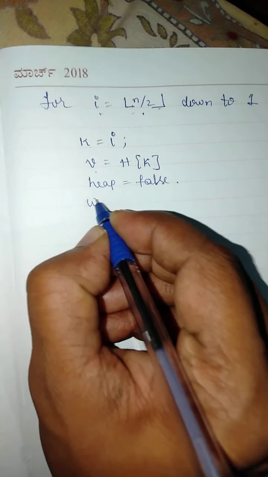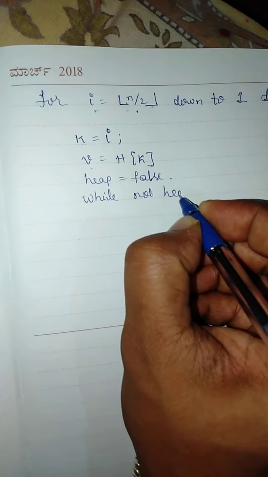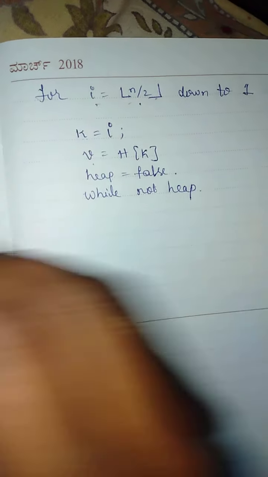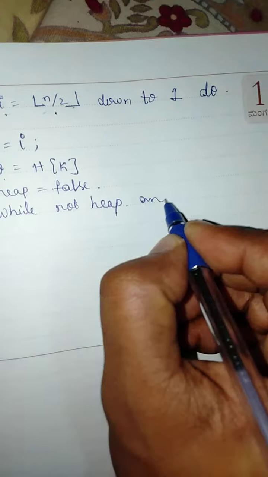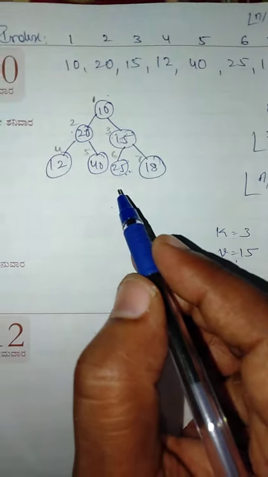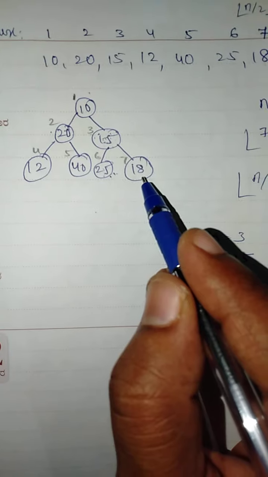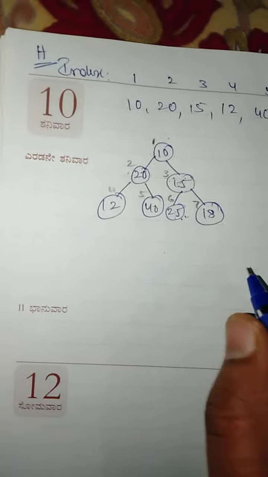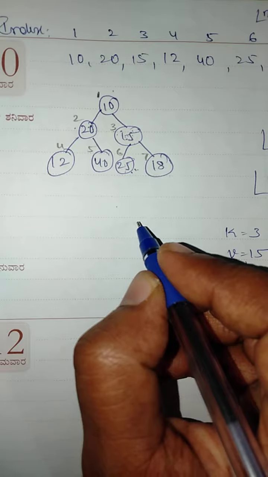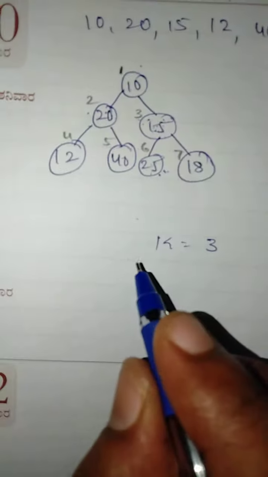What is that? While not heap, until and unless we are not finding the heap in the subsequent levels. And the thing is we should not reach the leaf nodes. Okay, so how do we come to know that we are crossing the leaf nodes? Okay, so see here, initially what we are considering is k is equal to 3, isn't it? Okay, k is equal to 3.